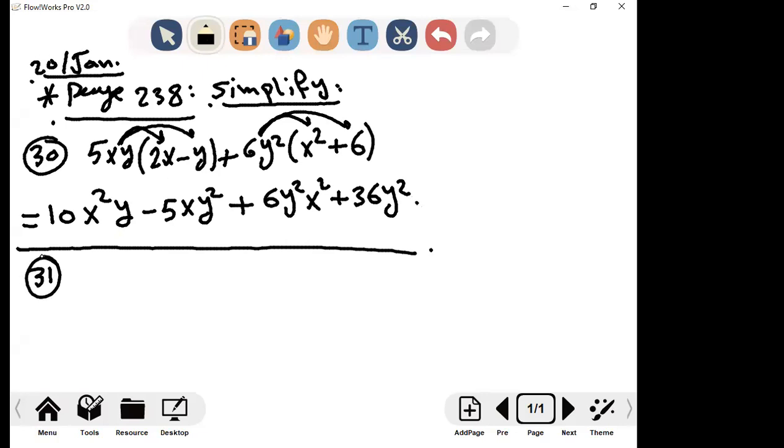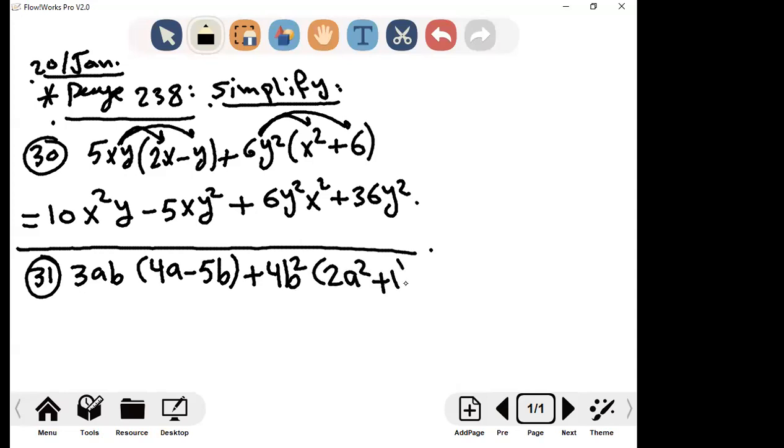31. Use your copy box. There is no space in your book, please. Question 31, we have 3ab multiplied by 4a minus 5b plus 4b power 2 multiplied by 2a power 2 plus 1. Same idea as question 30. So we distribute in each part, then simplify.